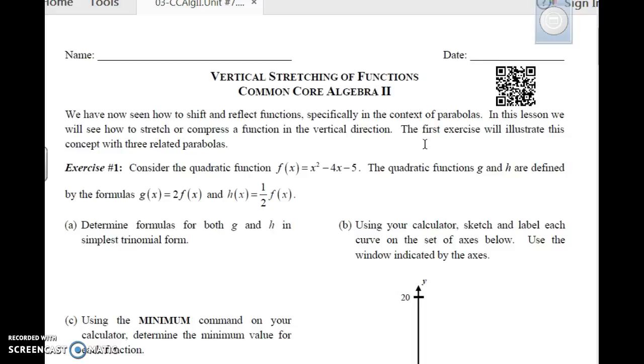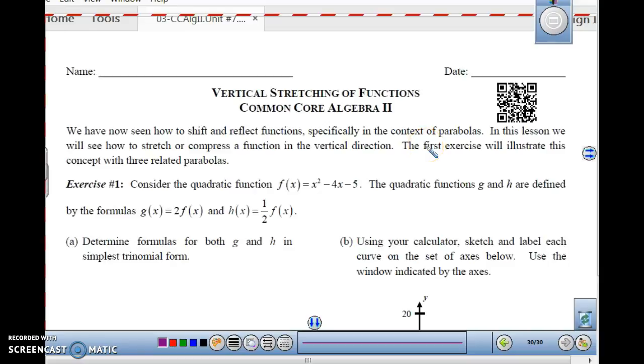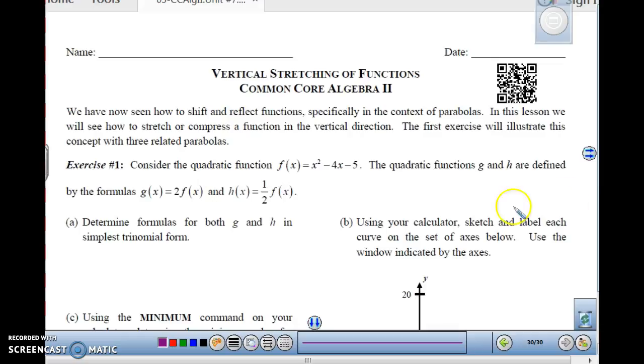We kind of think of that like a rubber band. If you pull the bottom of a rubber band and stretch it, that's basically what we're going to be doing in a vertical direction. So the first exercise will illustrate this concept with three related parabolas.